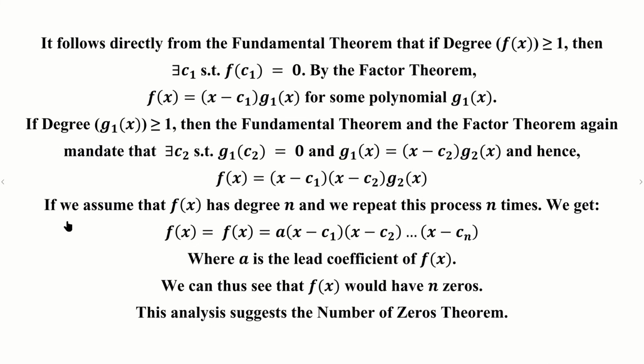Now, if we assume that f of x has degree n, and we repeat this process n times, we get f of x is equal to a times, I don't know why I wrote that twice, but that should be only once. Let me clean it up.